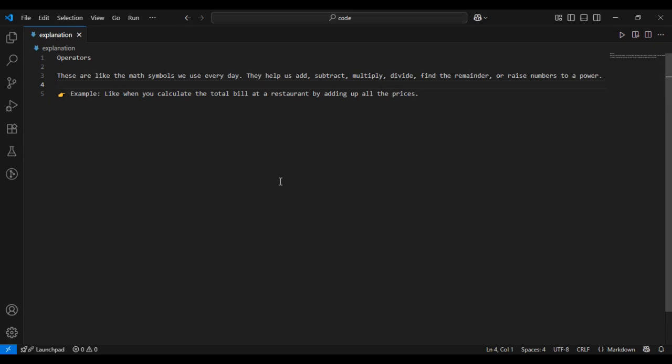For example, when you calculate the total bill at a restaurant, you can add up all of the prices and then you get the answer to what the total bill is. Similarly, there are many operators present in Python, like I showed you all the types, that are used to carry out different actions between two values that give us a different result.